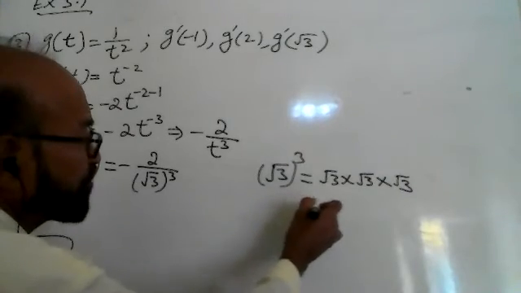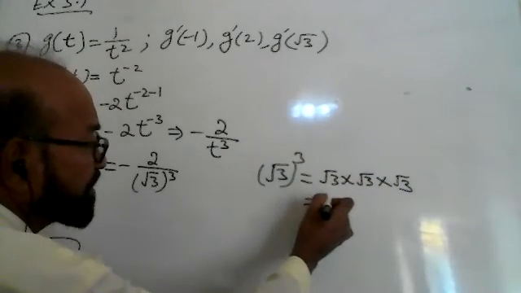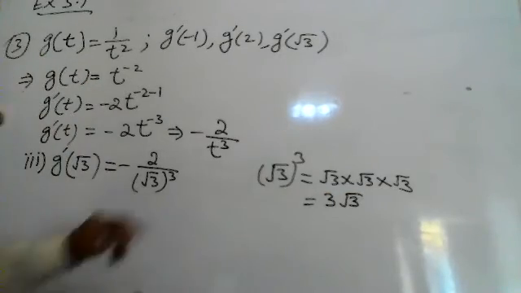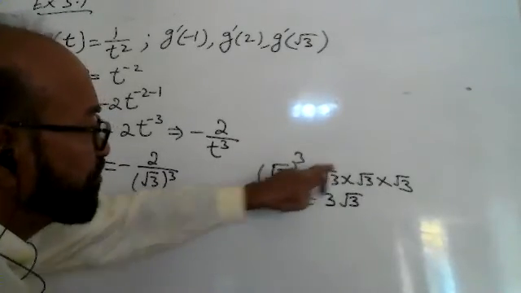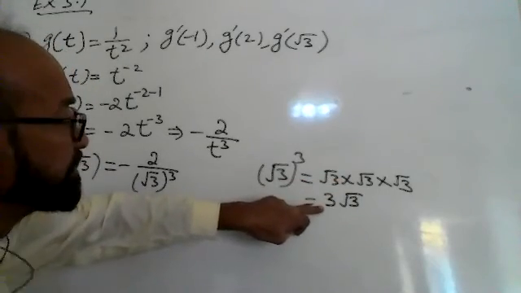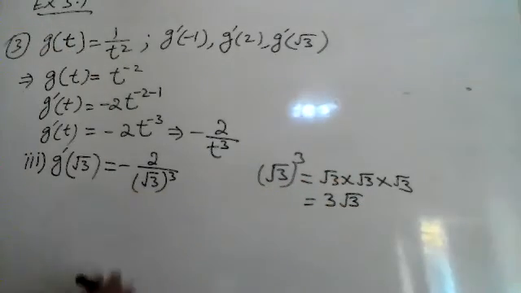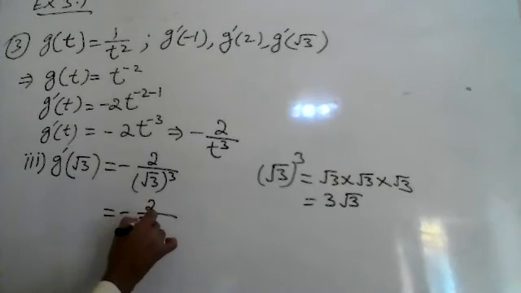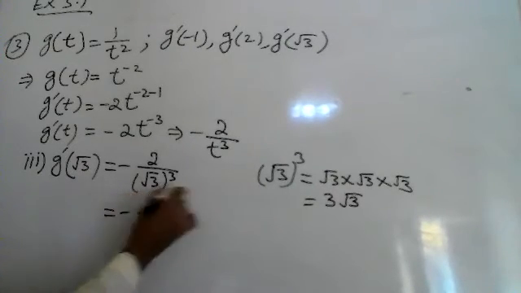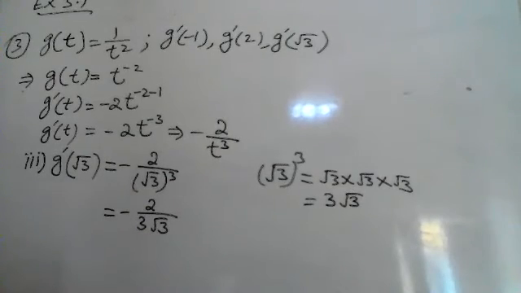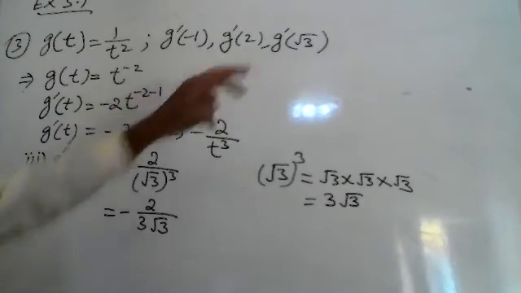So under root 3 into under root 3 will be 3, into under root 3. Under root 3 into under root 3 will be under root 9, and under root 9 will become 3, into under root 3. So the answer is minus 2 upon 3 under root 3. (Under root 3) whole cube will become 3 under root 3. This is the answer for the third part, g dash under root 3.